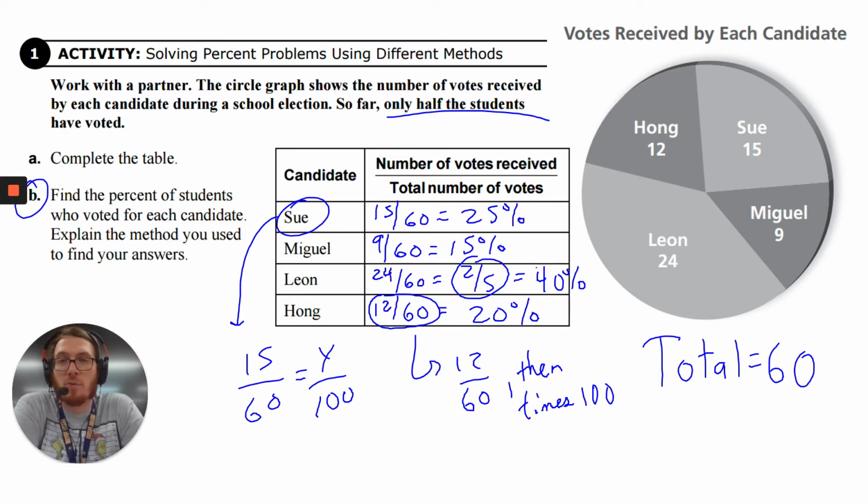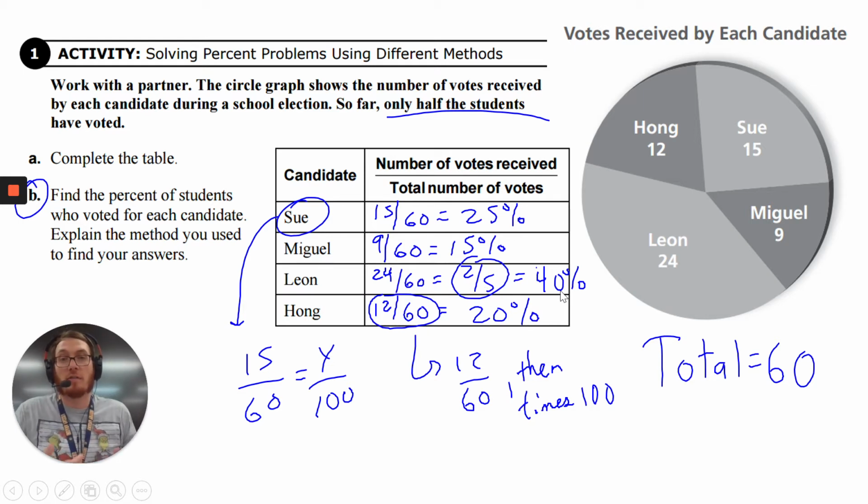So let's look at Sue. Sue got 15 out of 60 votes. I could set that up as 15 over 60, because part over whole equals percent over 100. I could cross multiply and solve that. For Leon, it's 24 out of 60. I could just simplify that down to 2/5, which is an easy percent to figure out.